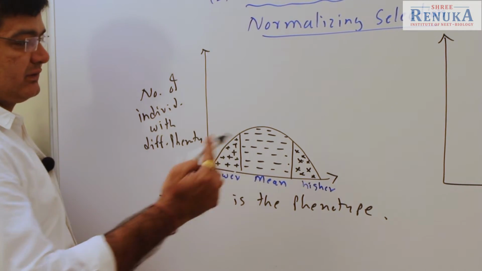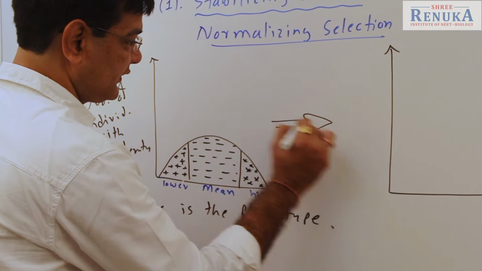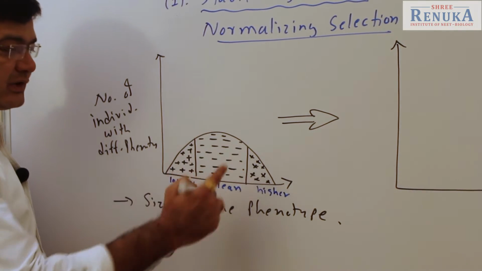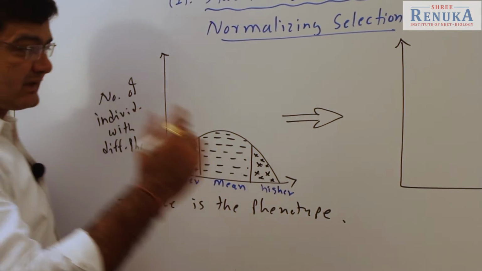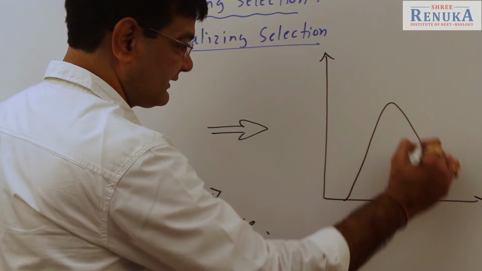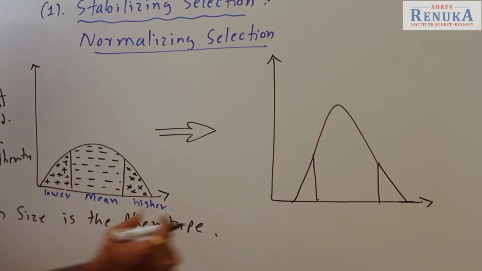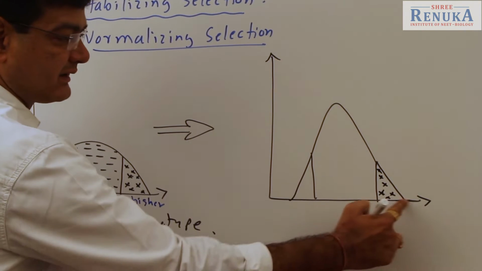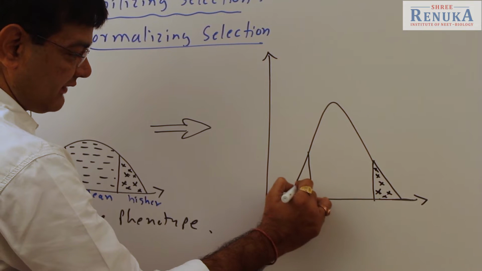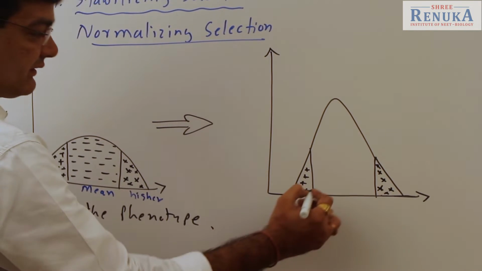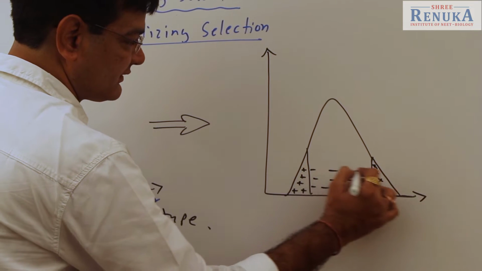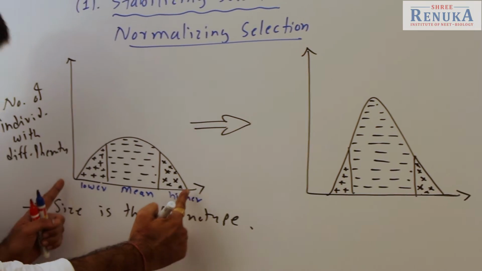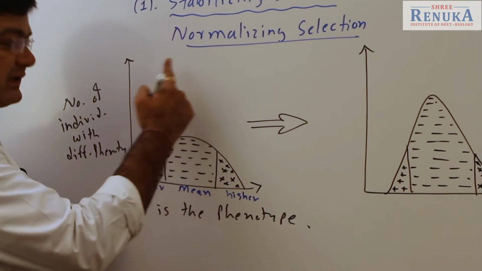In this population, after some time, if we observe, the number of individuals having the mean size goes on increasing. In such a case, the graph appears like this. The individuals having higher size decrease, individuals having lower size decrease, but the individuals having the mean size go on increasing. In such a case, the base of the graph decreases and the height of the graph increases.